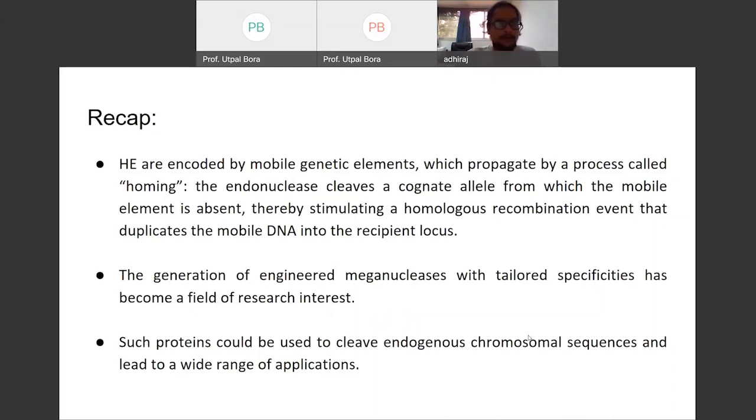So, homing endonucleases are encoded by mobile genetic elements, as he already said. These can move from one place to another, which propagate by a process called homing, right? The endonuclease cleaves a cognate allele from which the mobile element is absent, thereby stimulating a homologous recombination event that duplicates the mobile DNA into the recipient's locus. They'll cut a sequence and send their own gene inside that. So the generation of engineered meganucleases with tailored specificities has become a field of research interest.